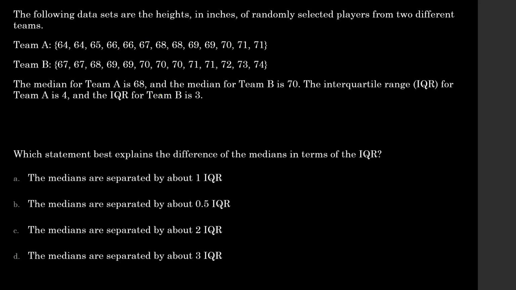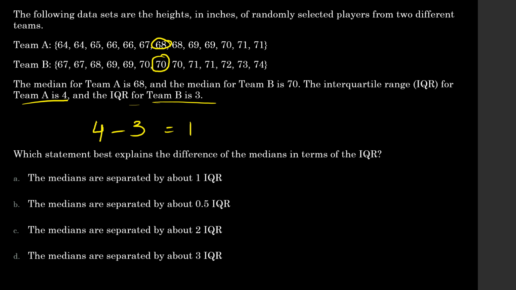Alrighty. And then it says the median for team B is 70. So this is the median for team A and this is the median for team B. It says that the interquartile range for team A is 4 and the interquartile range for team B is 3. Which statement best describes the difference of the medians in terms of the interquartile range? So a lot of you might be thinking, well, if team A is 4 and team B is 3, I would just subtract them to get 1. You are very close. That is the first step.